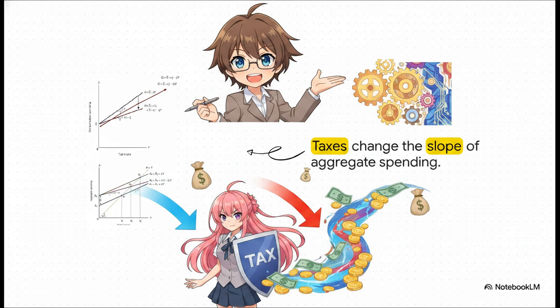And when you map this out geometrically, taxes actually change the physical slope of our spending line. They flatten it out. Because people have less disposable income out of every single new dollar earned, the slope, which is tied to how much people consume, drops. This acts as a massive brake that reduces both the equilibrium level of income and the multiplier itself.